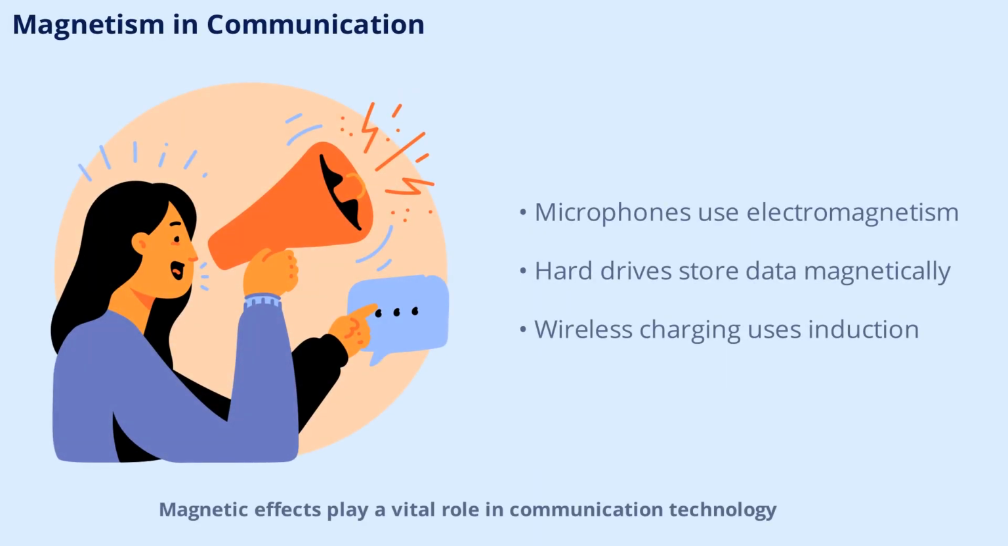Magnetic effects play a vital role in communication technology. Microphones and speakers use electromagnetic principles to convert sound into electrical signals and back. Hard drives store data using magnetic fields. Even wireless charging relies on electromagnetic induction. These applications show how magnetism is at the heart of modern communication.